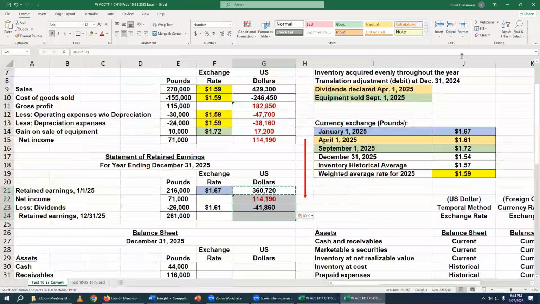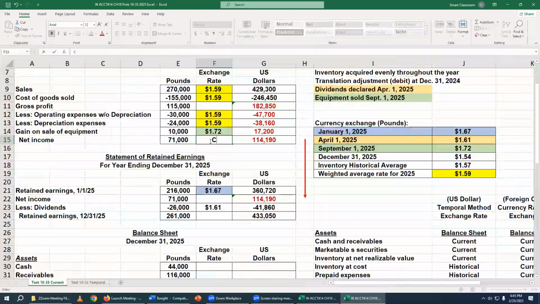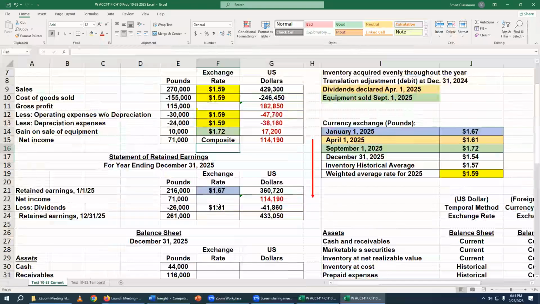And now we add this up. Okay, now you'll notice that this up here is a composite. So it's a composite here, it's going to composite here. And a composite there. Hey, wait a minute, I didn't do something here.